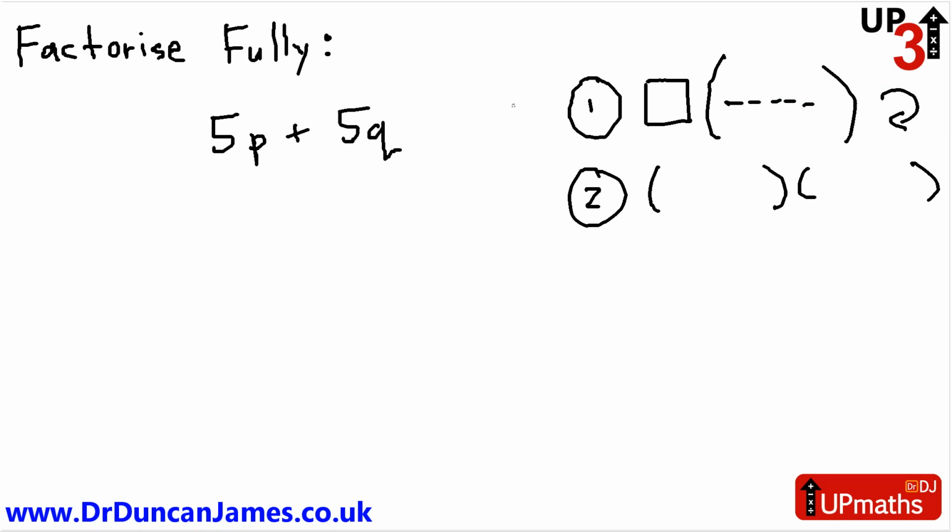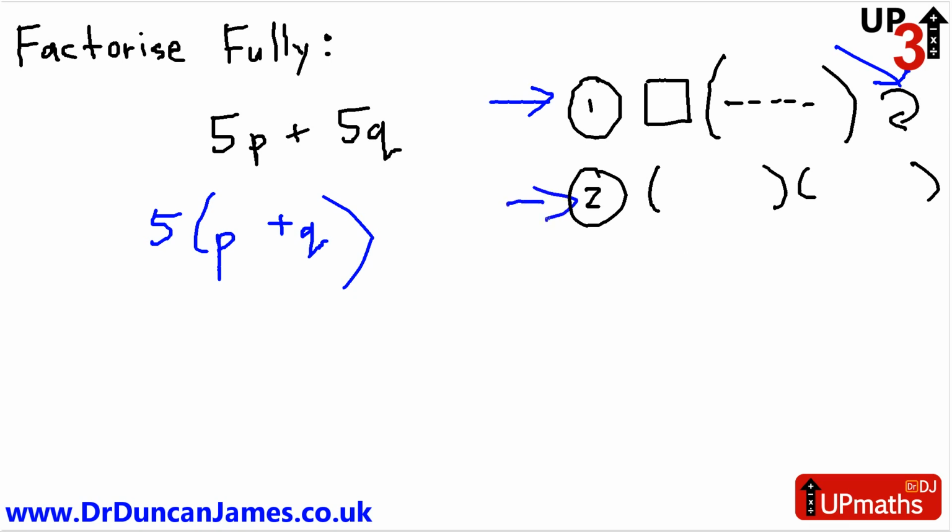Okay, so let's use step 1. Is there something that they've got in common? Yes, they've got a 5 in common. So that's 5 times (P plus Q). Let's try again. Is there anything else they've got in common? No. Can I do double brackets? No, that doesn't look like something I can do double brackets with. So that must be the final answer.